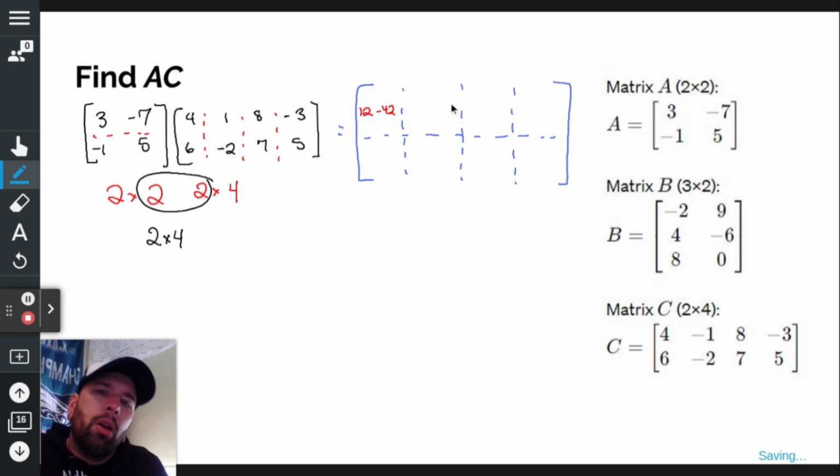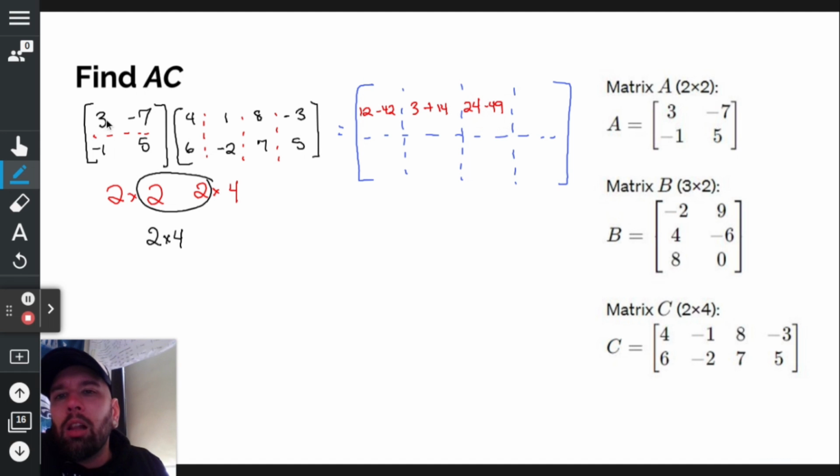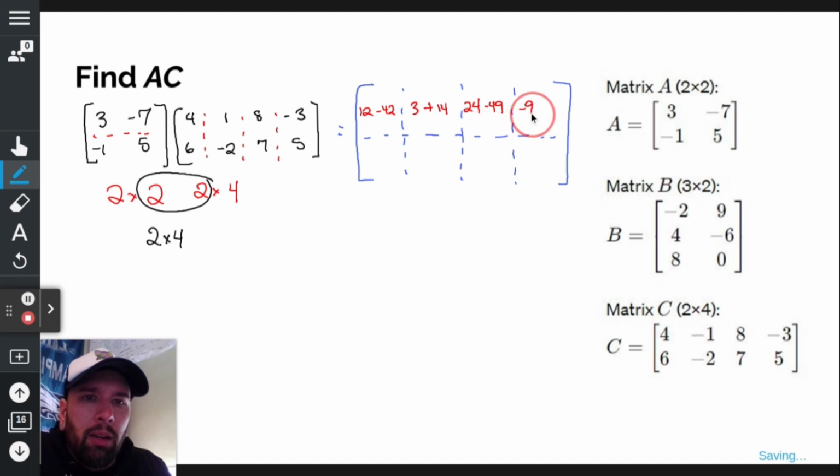Okay? First row, second column. 3 times 1. Negative 7 times negative 2 is plus 14. First row, third column, 3 times 8, which is 24. Negative 7 times negative 7 is negative 49. First row, last column, 3 times negative 3 is negative 9. Negative 7 times negative 5 is negative 35.